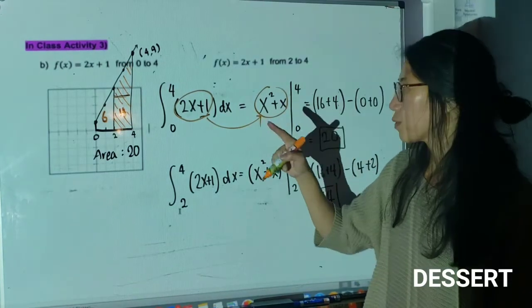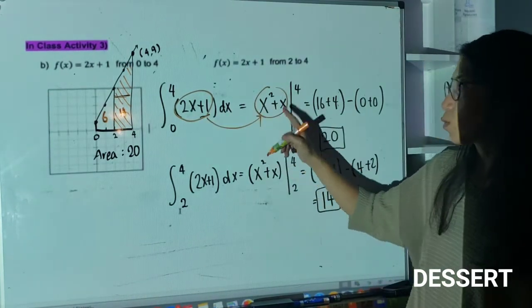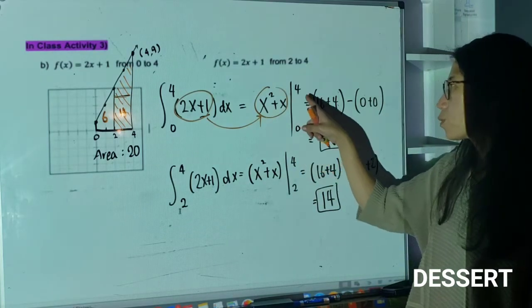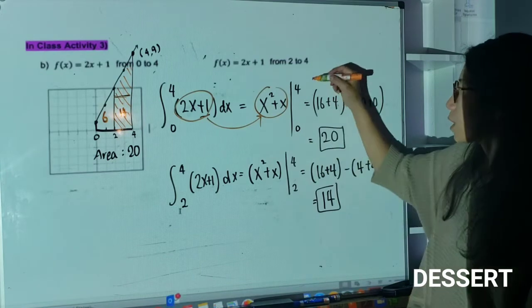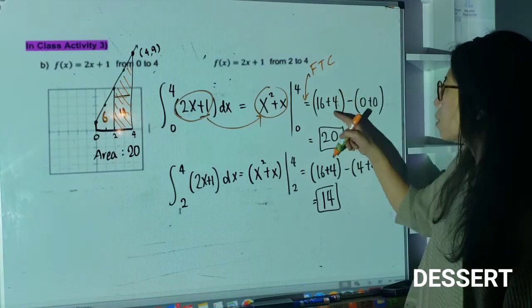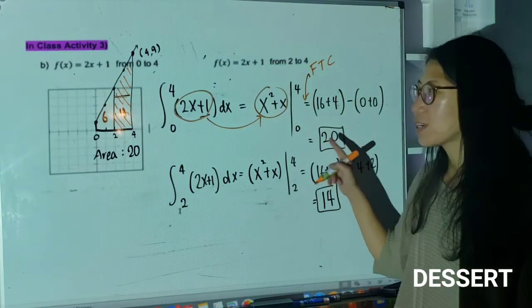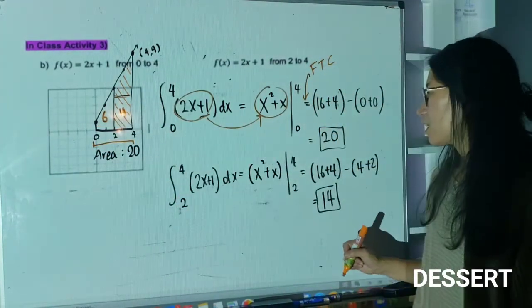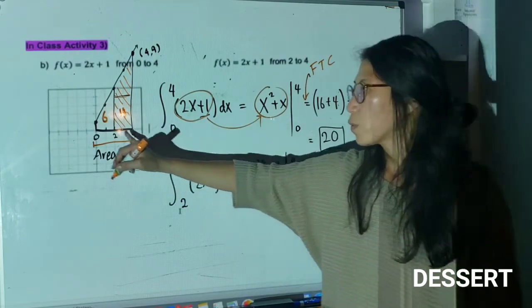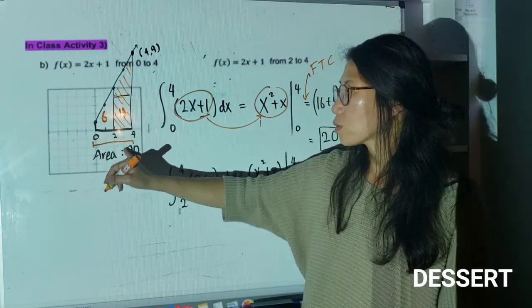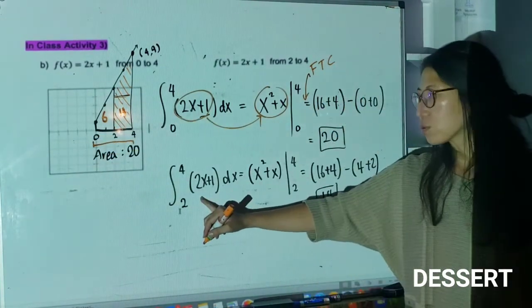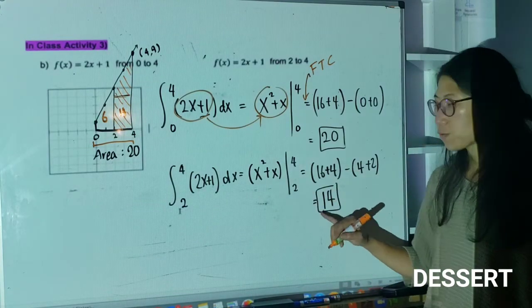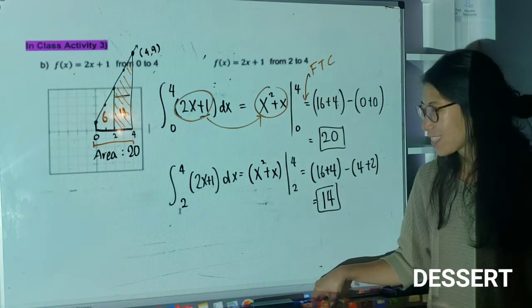For me, I take the derivative, I just guess. 2x comes from x squared, 1 comes from x, and then I check using the fundamental theorem of calculus from 0 to 4. Subtract each other, and I got the area from 0 to 4, this trapezoid, as 20. Then from 2 to 4 on the figure, this is 6, so I subtract, so I got 14. Using the integral notation, take the antiderivative from 2 to 4 and subtract those two values, I got 14. Hope that you got the same answer.